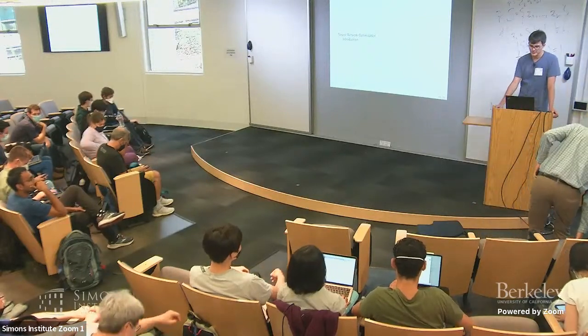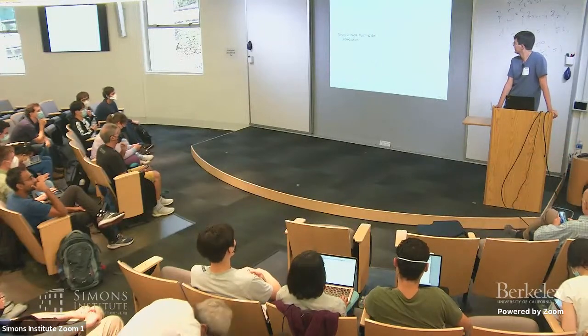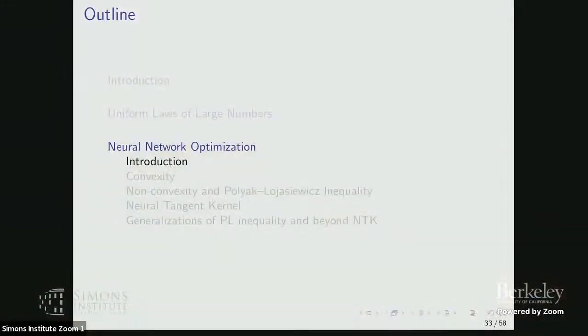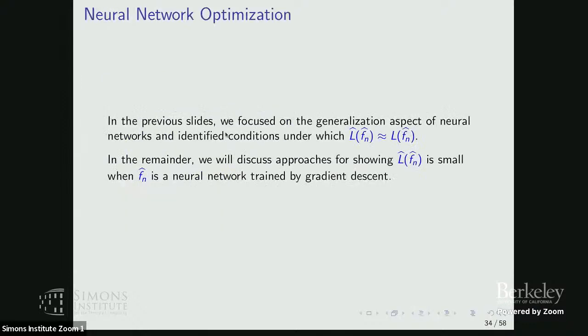Alright, so going to pick up with the second tutorial, where we'll be talking a bit more about neural network optimization. In the last one, we were talking about generalization. In this one, we're mainly going to be talking about optimization. We were looking at various conditions under which we could guarantee that the empirical risk is going to be close to the population risk for the ERM. And so the natural question is, can we actually find this ERM, or what does that actually involve when we're looking at neural networks trained by gradient descent?